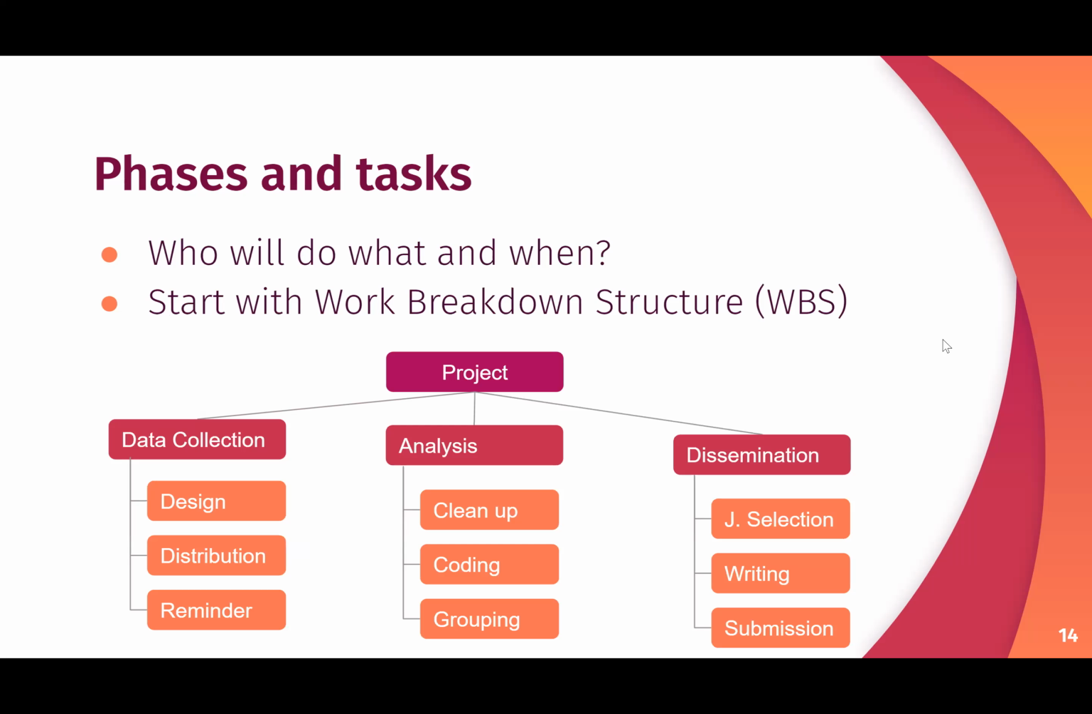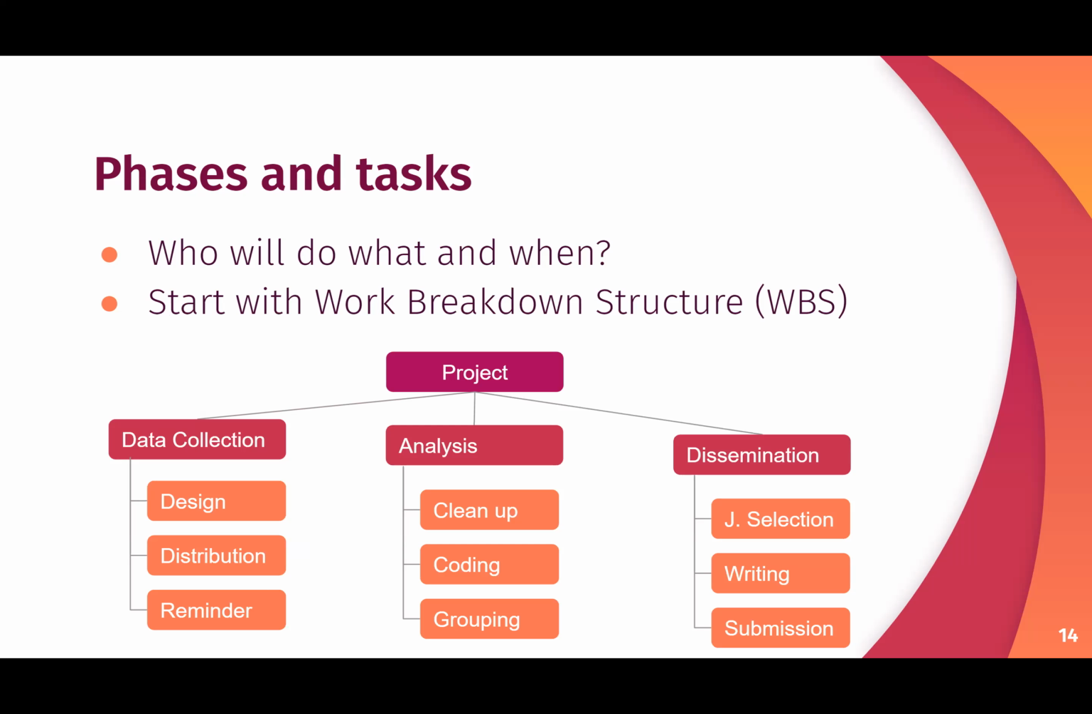So now we're going to talk about phases and tasks, which is basically who will do what and when. A good suggestion is to start with the work breakdown structure, which is where you divide your project into these buckets of things that need to be done, or these phases that need to be done. And then from there, you come up with the individual tasks that will make that particular bucket or that particular large part of the project happen.